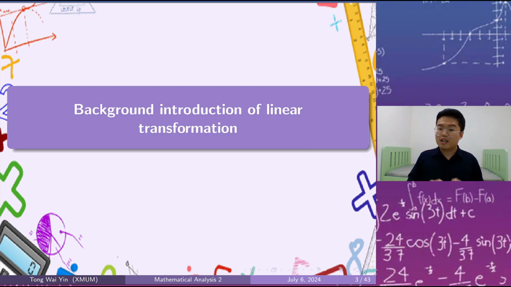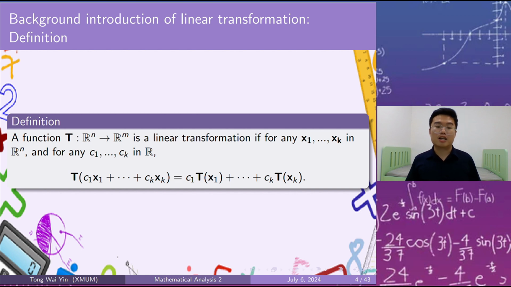A linear transformation is a special kind of function that is very common, well-known, and useful in the world of mathematics. Based on mathematical analysis textbooks, a function T from the n-dimensional real space to the m-dimensional real space is considered a linear transformation if, for any vectors x1 to xk in the n-dimensional real space and any scalars c1 to ck in the real numbers, the function T of the linear combination c1 x1 plus until ck xk is equal to the linear combination of the function T applied to each vector separately multiplied by their respective scalars.